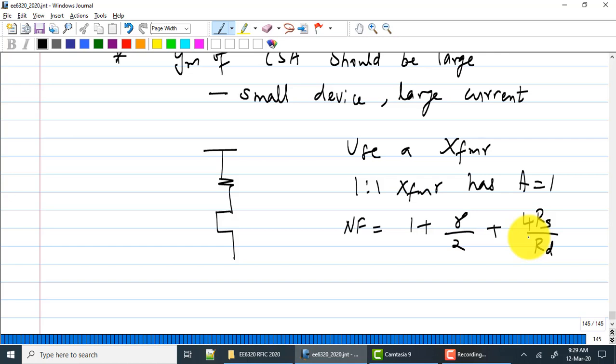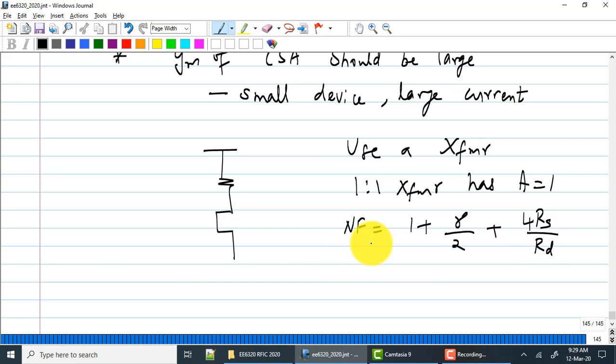1 plus 1, it will be 2, which will be 3 dB. How much will it be if you have a 1:2 transformer? It will be 1 plus 0.5. Now you can see that as you keep getting larger A, you will get lower and lower noise figures naturally.